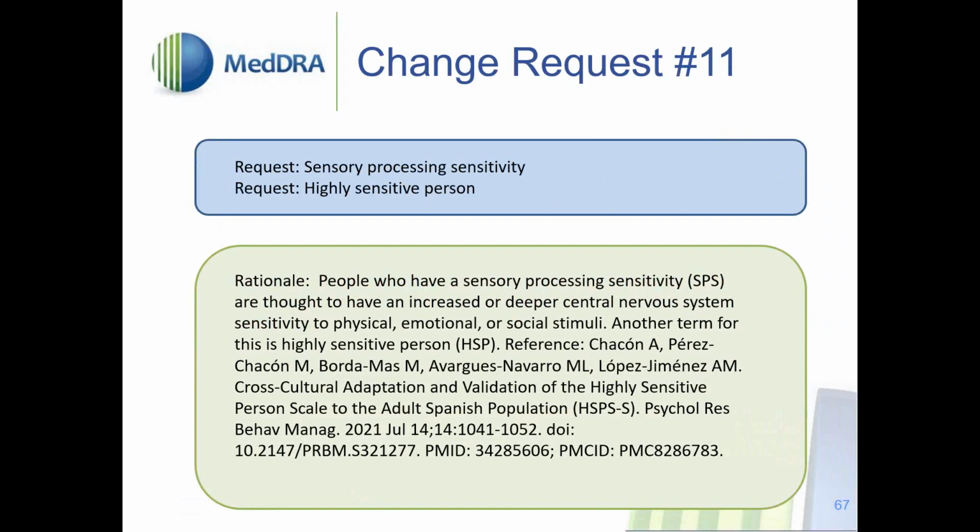Now, I didn't know that. To me, a highly sensitive person is maybe one of your friends that you're worried about hurting their feelings when you're too direct speaking with them. I didn't realize that's what highly sensitive person meant. So is it someone with a sensory processing sensitivity, with a deeper central nervous system sensitivity, physical, emotional, or social? I suppose that means the same thing, really, and there's a reference for it.